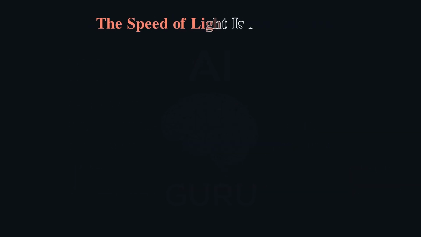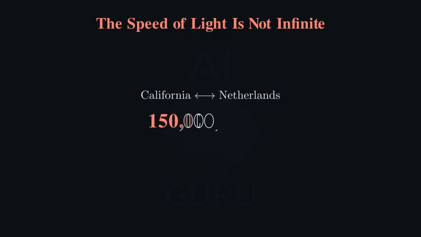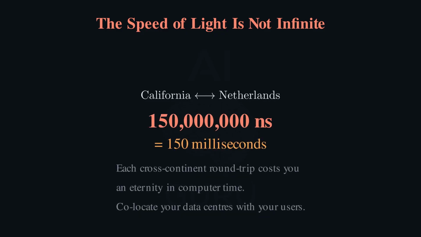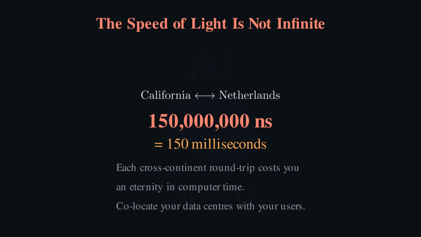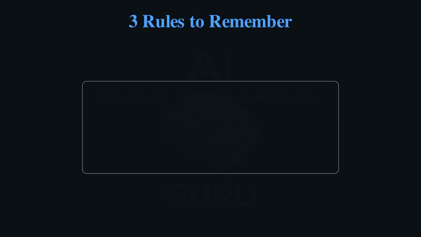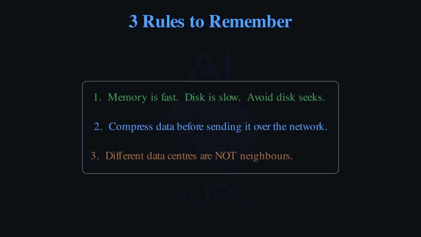And there's one more number on here that blew my mind. The round trip from California to the Netherlands: 150 million nanoseconds. 150 milliseconds. It sounds fast, but in computer time, that is an eternity. It reminds us that data centers in different regions are not neighbors. The speed of light is fast, but it is not infinite. Right. If you're sending data back and forth between, say, Europe and the US, that latency adds up incredibly fast.